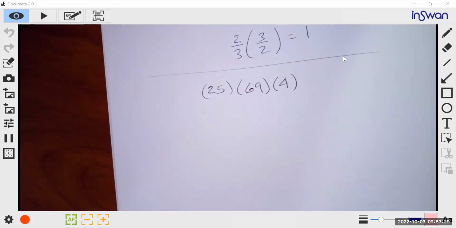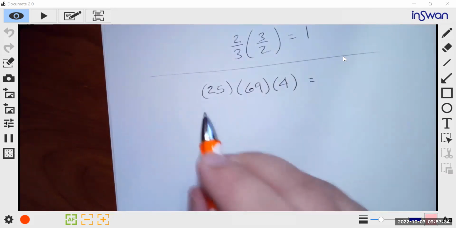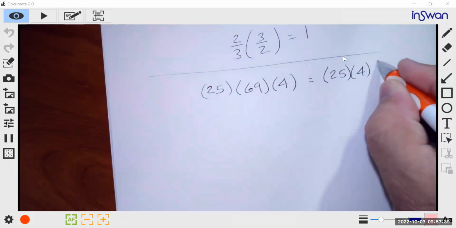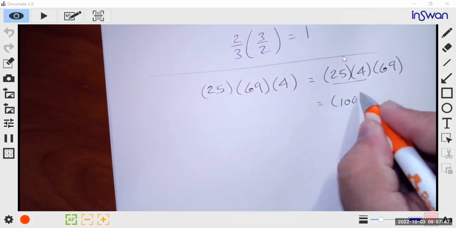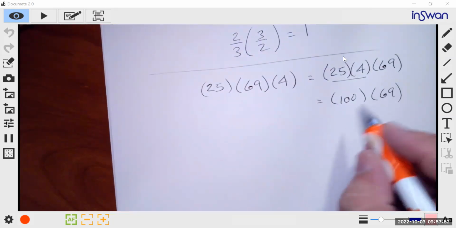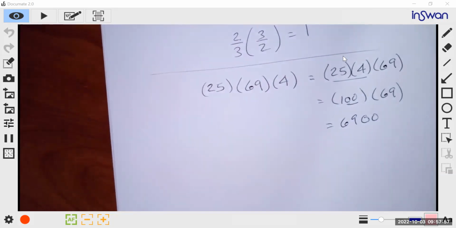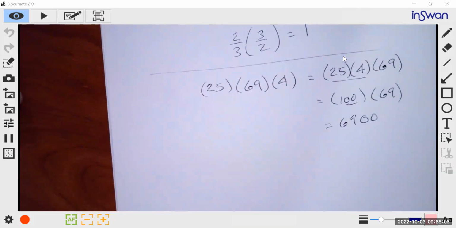You should be finished by now. I'll show you why. What if we rewrote these numbers in this order? What's 25 times 4? 100. 100 times 69 is 69 with 2 zeros behind it. It shouldn't be a lot of work. That's the reason we learned these rules, is so we can move numbers around to make life easier for us.